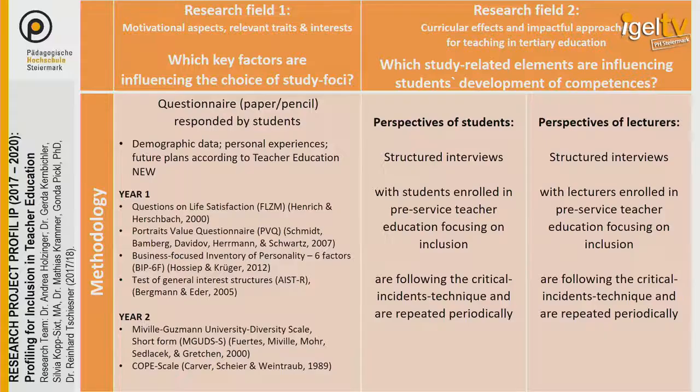And so this first quantitative research part aimed to find out, are there differences between students who chose the focus on inclusive education to become experts for inclusive education and students who chose another focus to the first subject. So it took into account the demographic data, personal experiences, future plans according to the teacher education. And in the first year, questions regarded life satisfaction, and it all used different scales. The Portrait Values Questionnaire, the Business-focused Inventory of Personality, and the Test of General Interest Structures. And year 2 had the UDO, the university diversity scale, and a COPE scale.